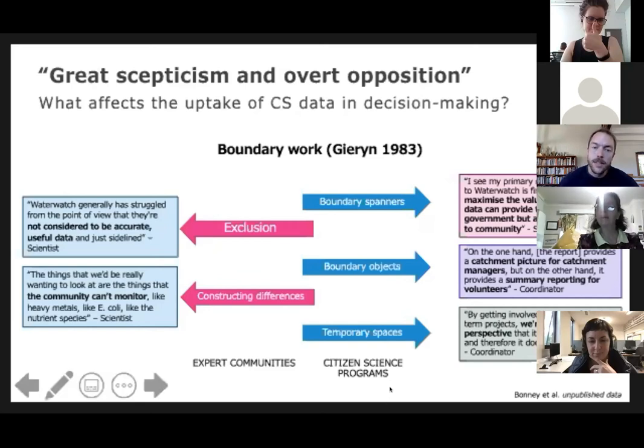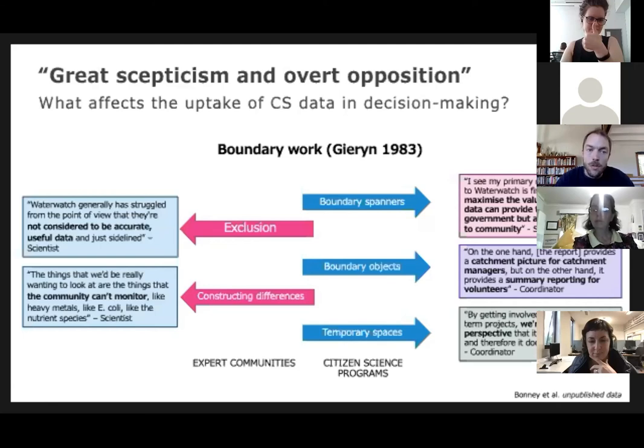Okay, thanks. So this quote here about boundary objects, or the report, is that on the one hand, it gives a catchment picture for catchment managers, but on the other hand, it's a really important summary tool for volunteers who then can look at their individual sites.